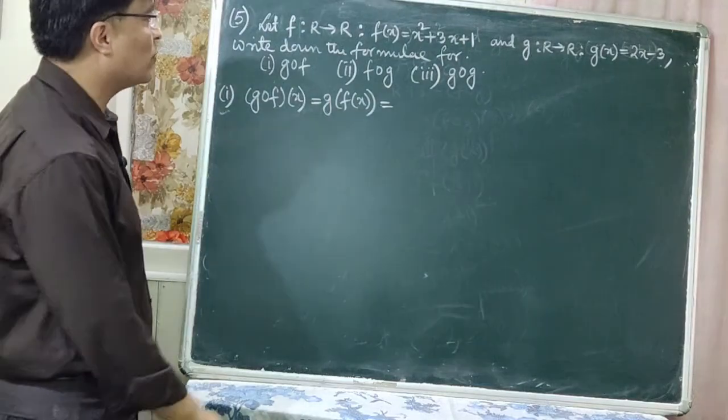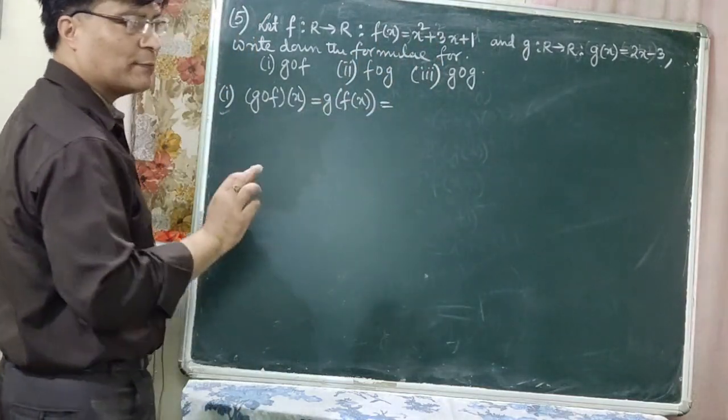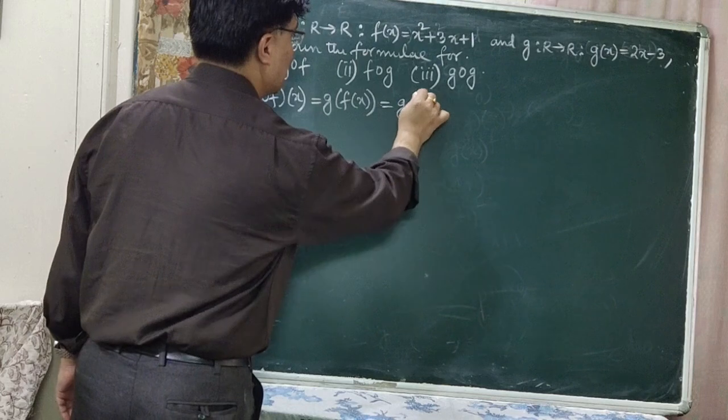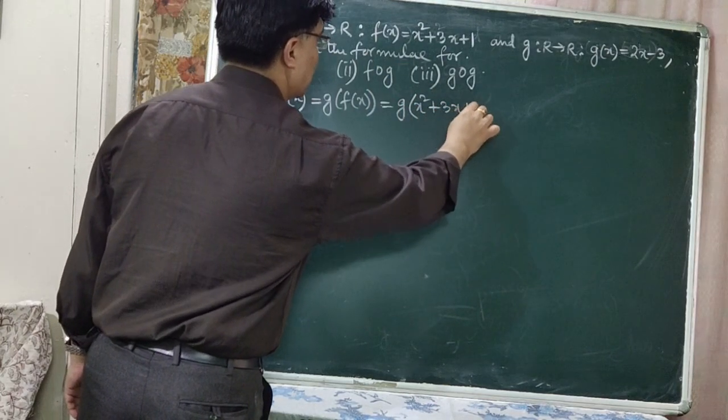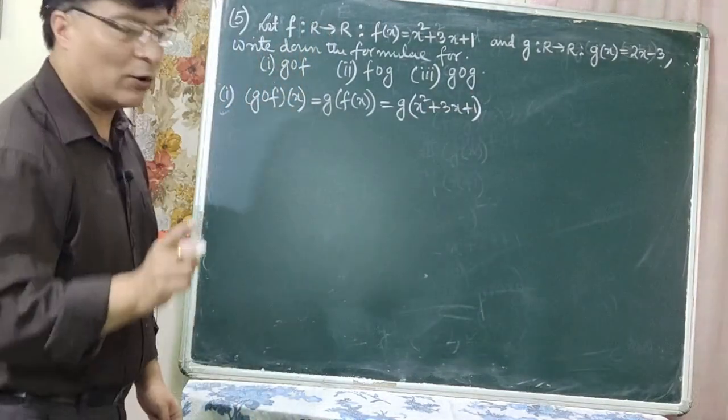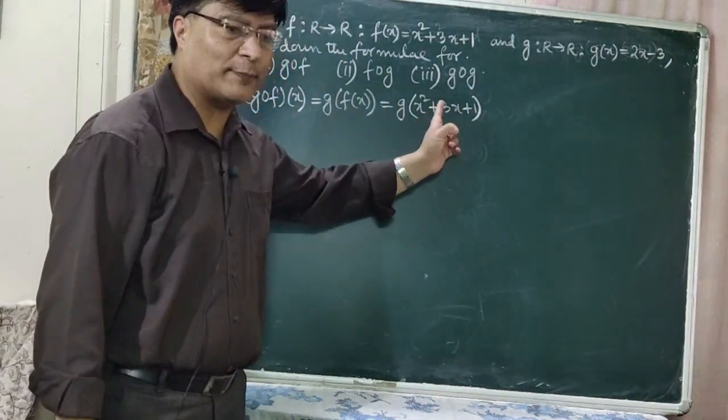Put the value for f of x. What is f of x here? It is x square plus 3x plus 1. So it is g of, within bracket, what is f of x? x square plus 3x plus 1. Now instead of x there is x square plus 3x plus 1.